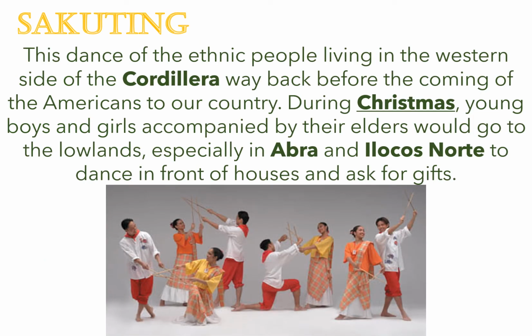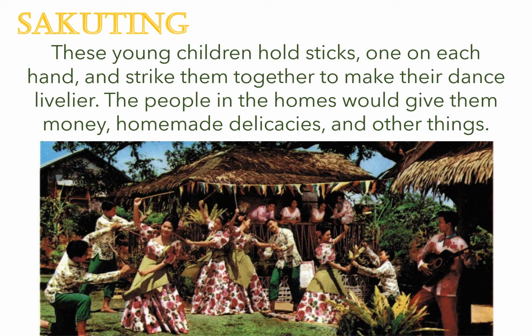Sakuting is a dance of the ethnic people of the Cordilleras. During the Christmas season, boys and girls, accompanied by their elders, go to the lowlands and perform in front of houses to ask for gifts. It is like the caroling that we do today. These children hold sticks on each hand and strike them together to create their music that accompanies their dance. People will give them money, delicacies, or other things in exchange of their dances.